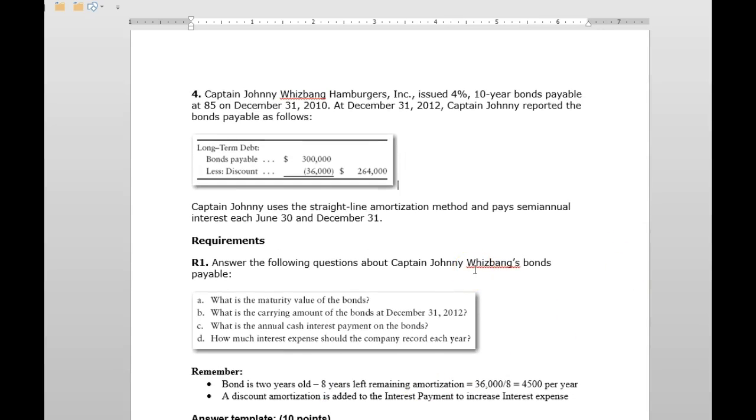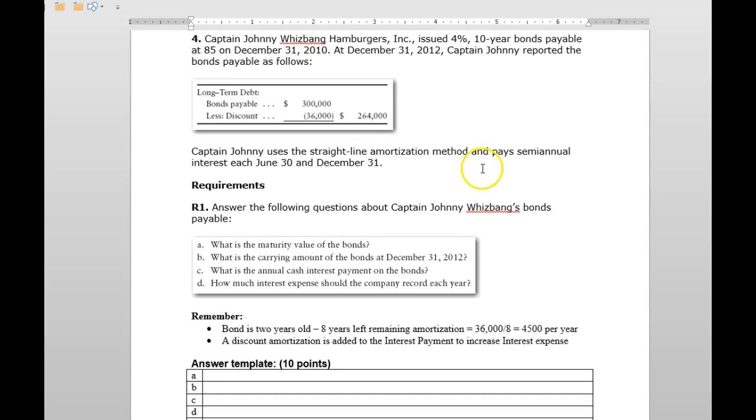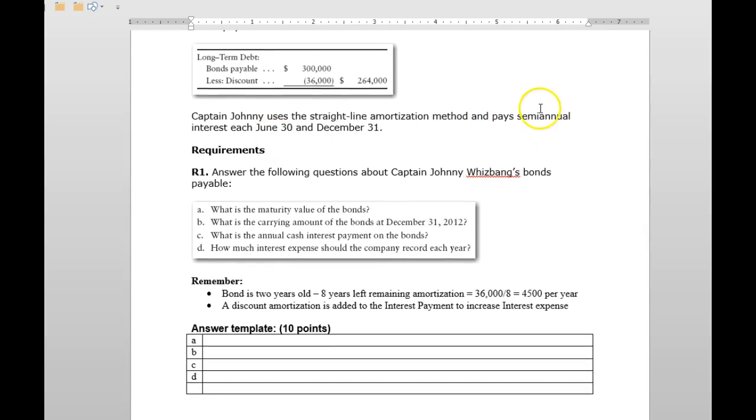Now we move on to one that may be a little bit confusing, but I don't think so once we get going. You have a bond. It is issued at 4%, 10 years, and received 85% for it. And on December 2012, this is what is on the balance sheet. This right here: $300,000 less the discount, so its book value is $264,000. And they use straight line amortization.